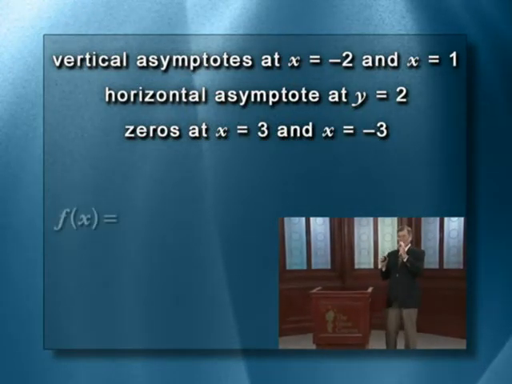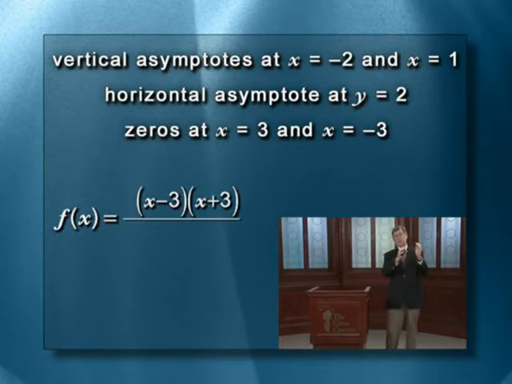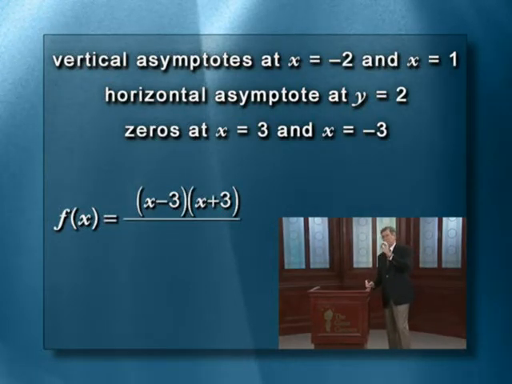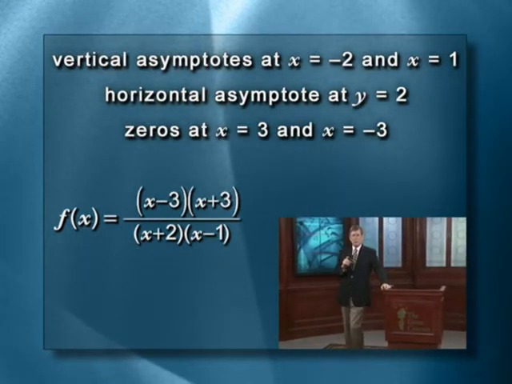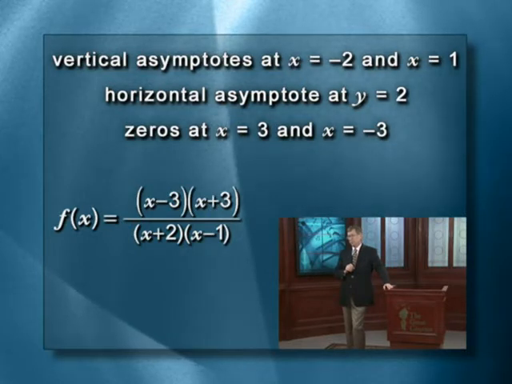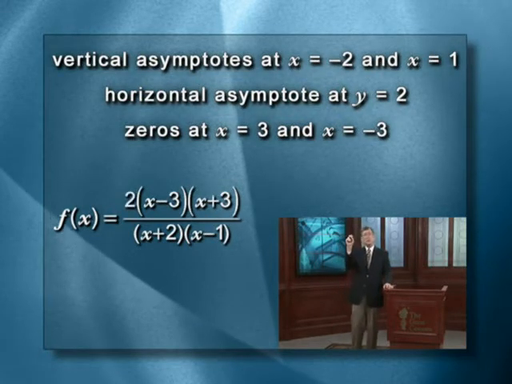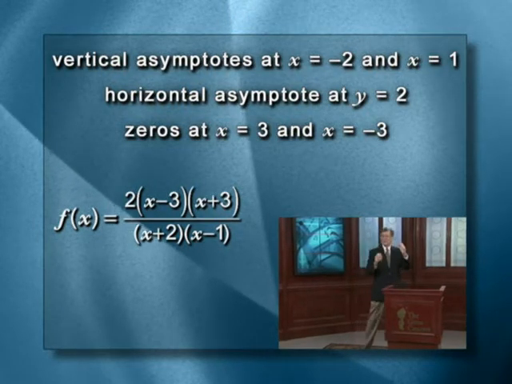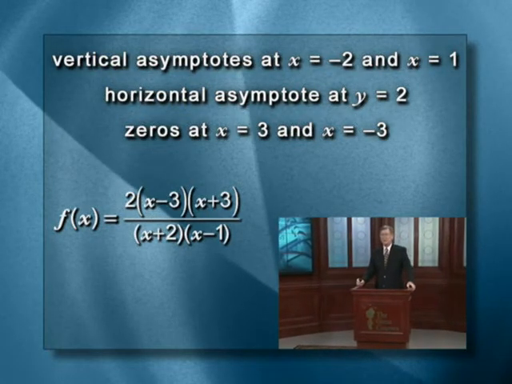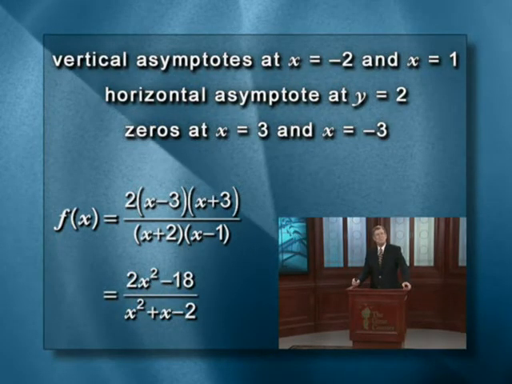Well, let's build it. It has zeros at 3 and -3, so in the numerator, we have to have an x minus 3 and an x plus 3. We want those vertical asymptotes at -2 and at 1, so the denominator needs to have an x plus 2 and an x minus 1. Now there's one more feature, horizontal asymptote at y equals 2. Remember, that's the quotient of the leading coefficients, so I'm going to have to add a 2 in the numerator to make that quotient 2. So multiply out this kind of frightening looking expression, and you get your function to be 2x squared minus 18 over x squared plus x minus 2.